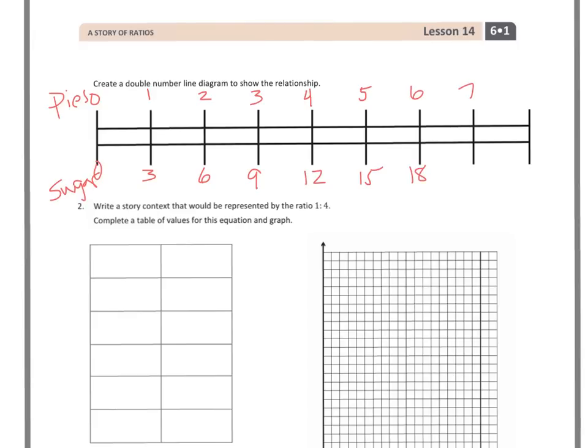So I can keep going, and I'll end up at 8 and 24. I could have stopped right here at the 6 because that's how far I went on the ratio table, but I just went 2 more because they had it.